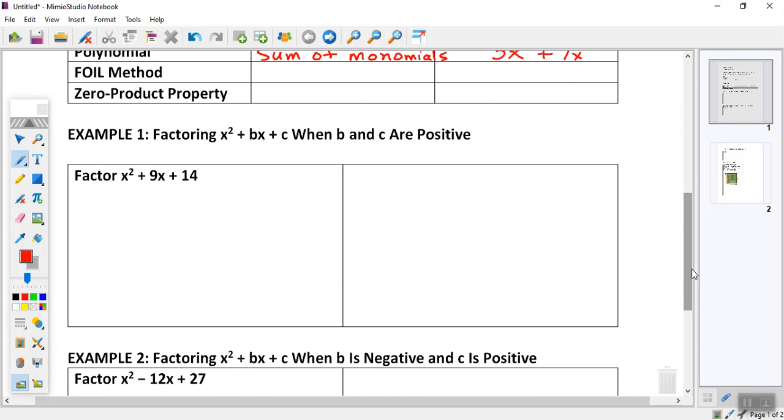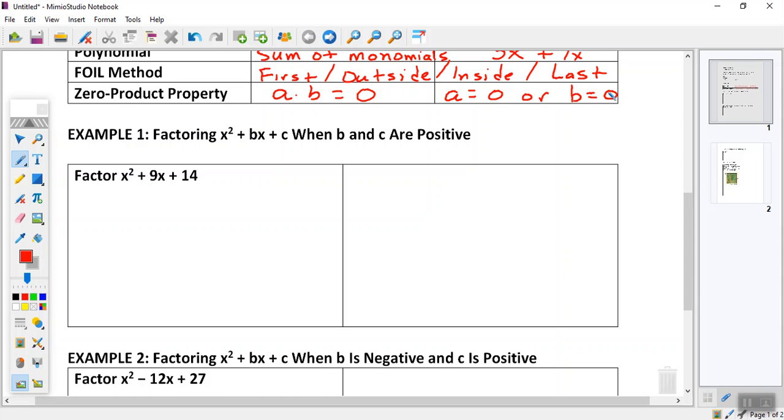Okay? We all recall the FOIL method, right? F stands for do the first. O stands for what? Do the outside. I stands for multiply your insides. And then L stands for do the last. Okay, and then zero product. If I have two numbers, a number A times a number B, and this was our last section, equals 0. What's that mean about A or B? One of them has to be 0, right? So this should all be a review for you right there.